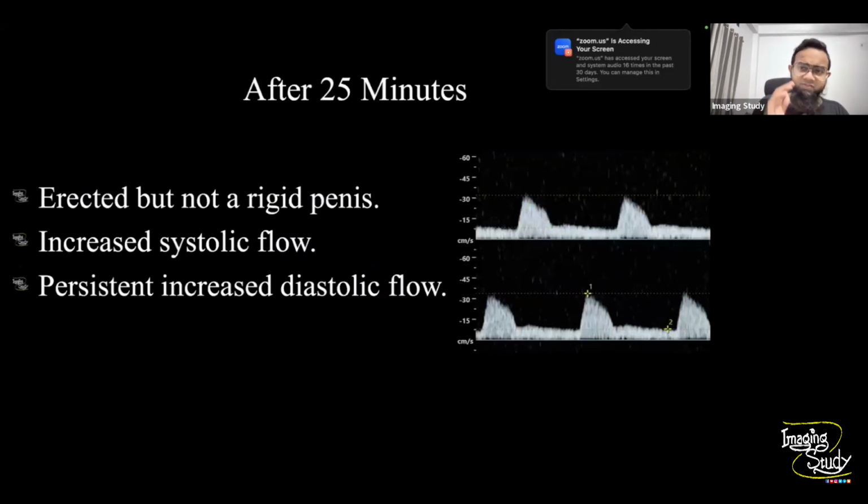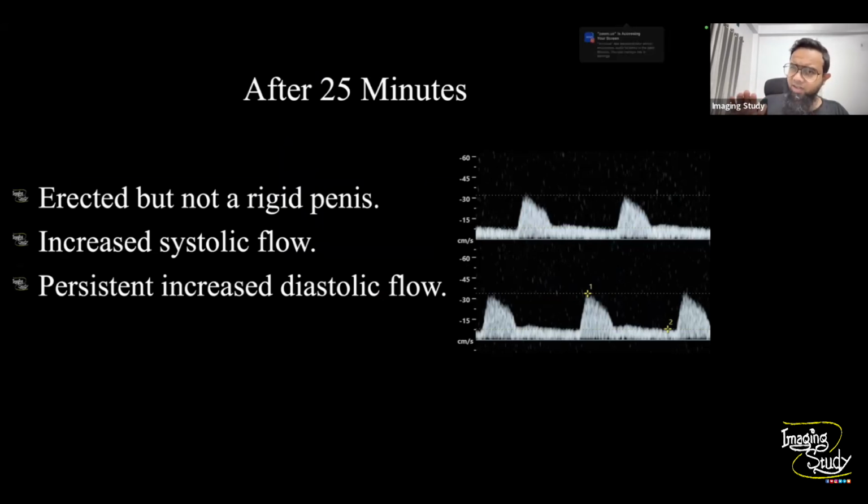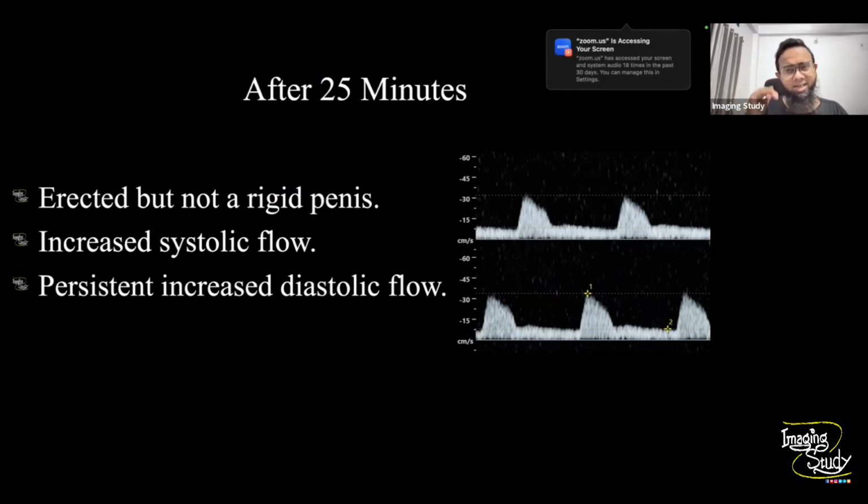So make sure if the peak systolic velocity gets above 30 centimeter per second, you exclude the arteriogenic cause of erectile dysfunction. If you see the diastolic flow gets reduced to less than 5 centimeter per second, or if you see the reverse flow, you exclude the venogenic cause of erectile dysfunction.